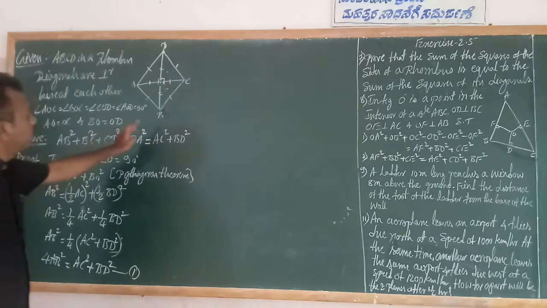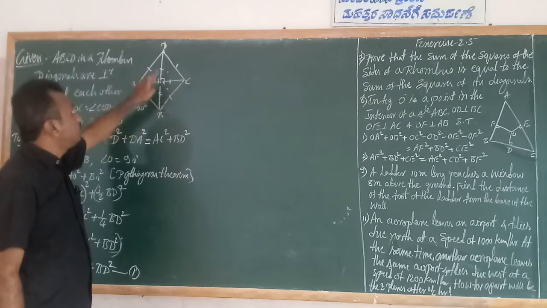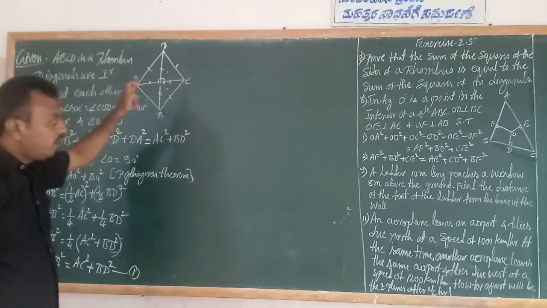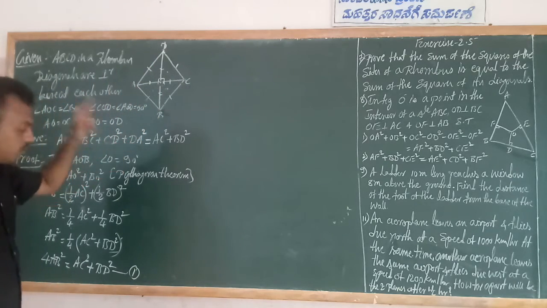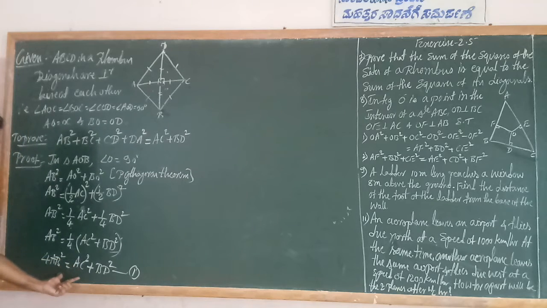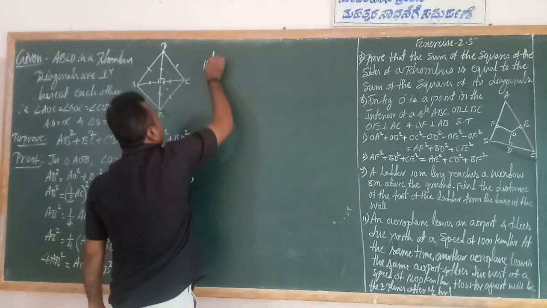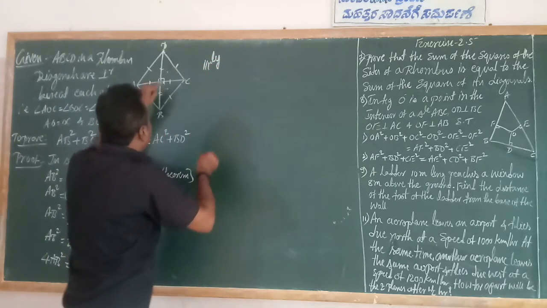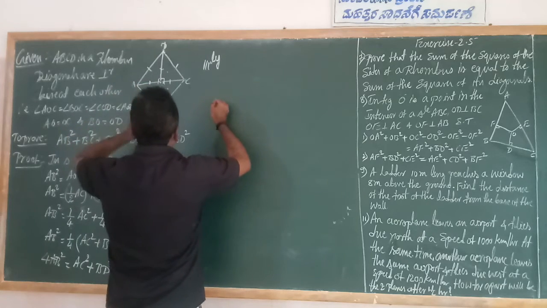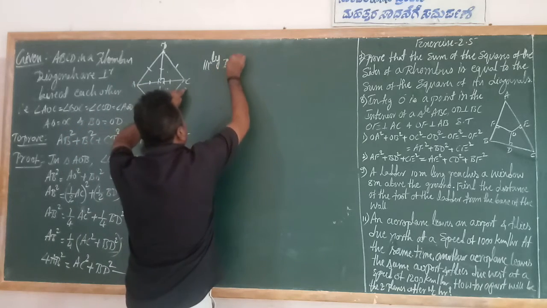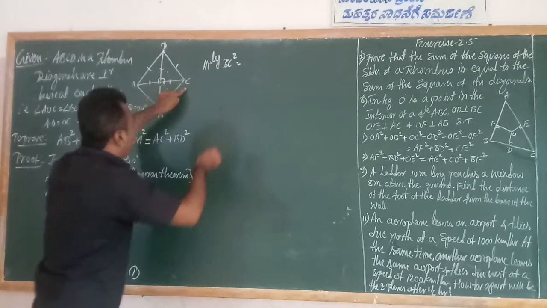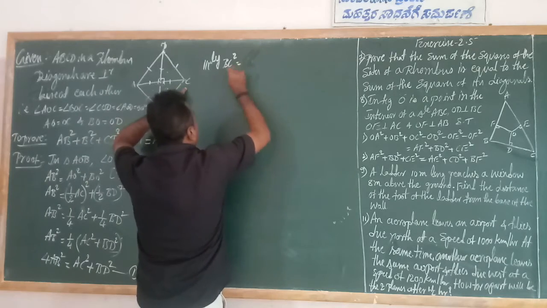Like that, you should take BOC, COD and DOA; you should consider every one of the triangles. Like this, we have to express 4AB square as equal to AC square plus BD square. Similarly, you need not prove it again like that; we can write it directly. So after AB comes BC. So BC square is equal to, so 4BC square.